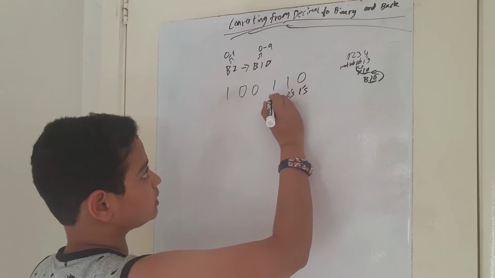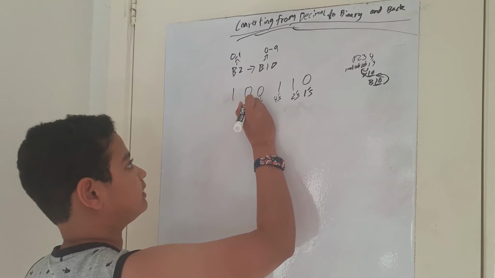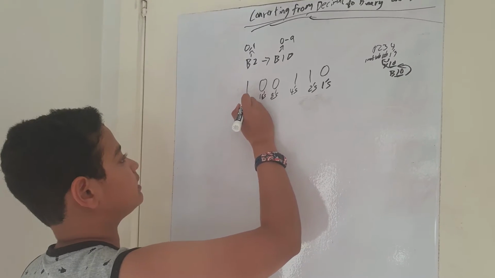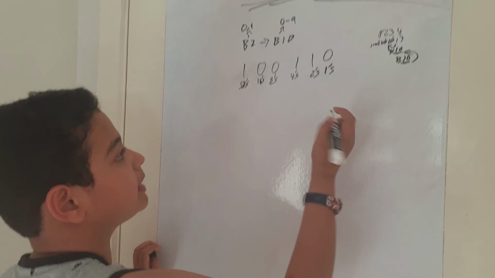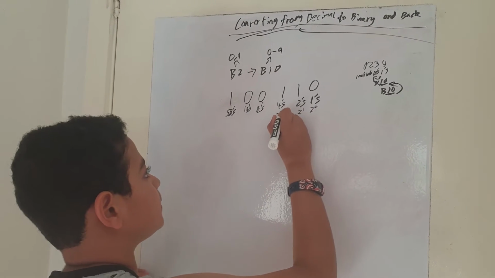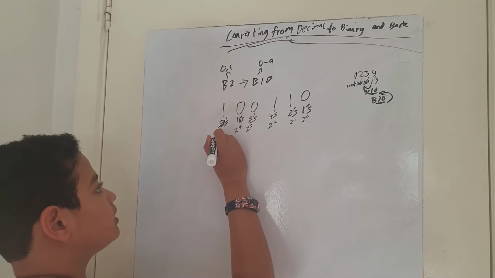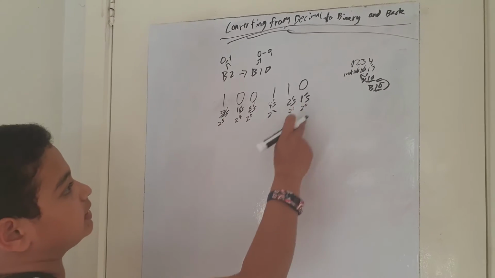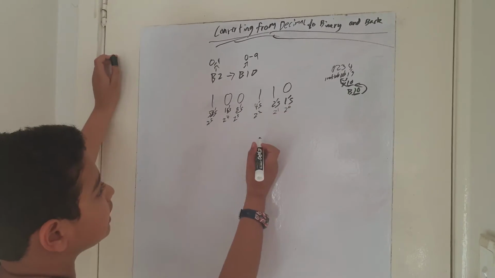So this is the 2s, this is the 4s, this is the 8s, this is the 16s, and this is the 32s. And by the way, this is the same as saying 2 to the power of 0, 2 to the power of 1, 2 to the power of 2, 2 to the power of 3, 2 to the power of 4, 2 to the power of 5. So just adding a power. And yeah, so now let's start converting.